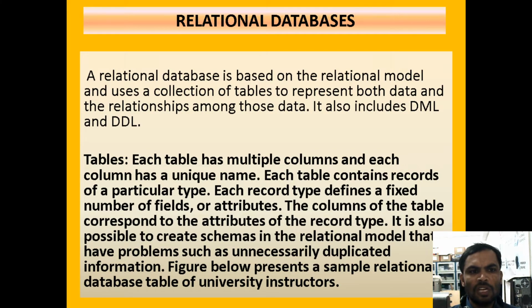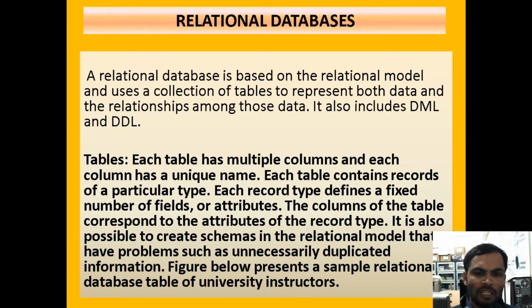If you want to see a relational database, we represent it in the format of tables, a collection of tables. A table consists of rows and columns. Rows mean that under the table we can insert up to n number of rows. The rows we call a record.